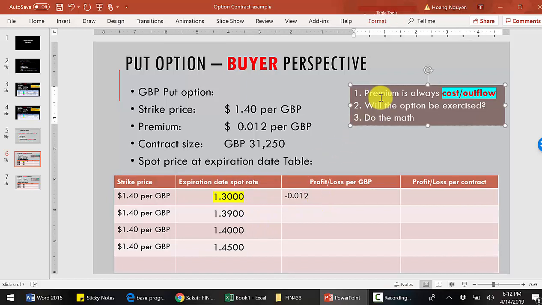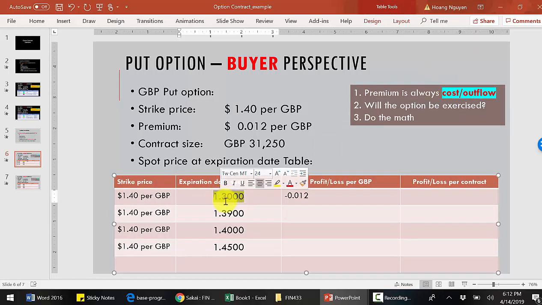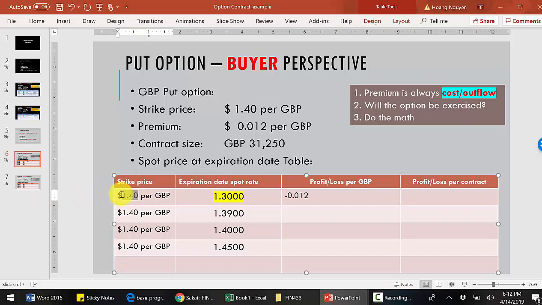Next, we have to answer the question: will the option be exercised? So think about that. In the market, 1 pound is 1.3. Now you have the right to put, in other words, you have the right to sell pounds for 1.4. So is it good for you to exercise? If you exercise, you can sell pounds and get 1.4. Clearly, it is a good deal, right? So you will sell pounds according to the option contract.